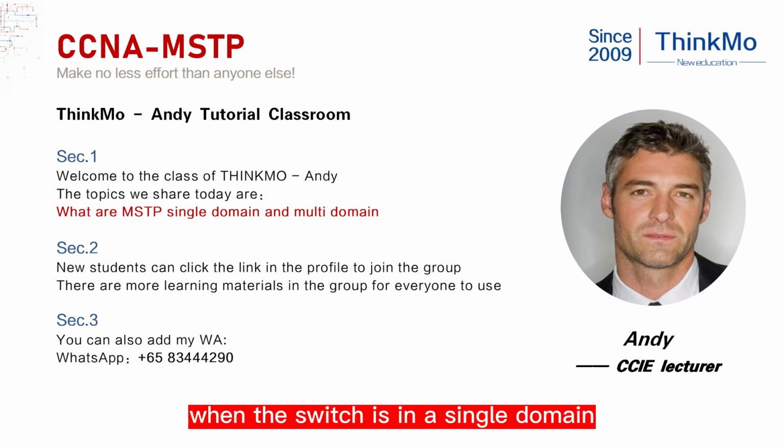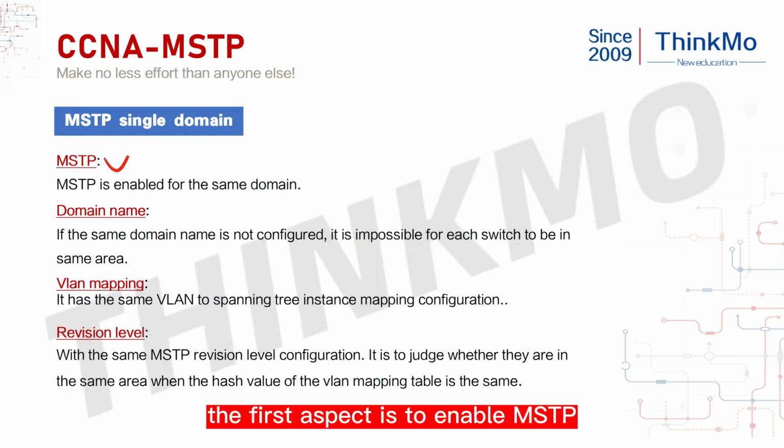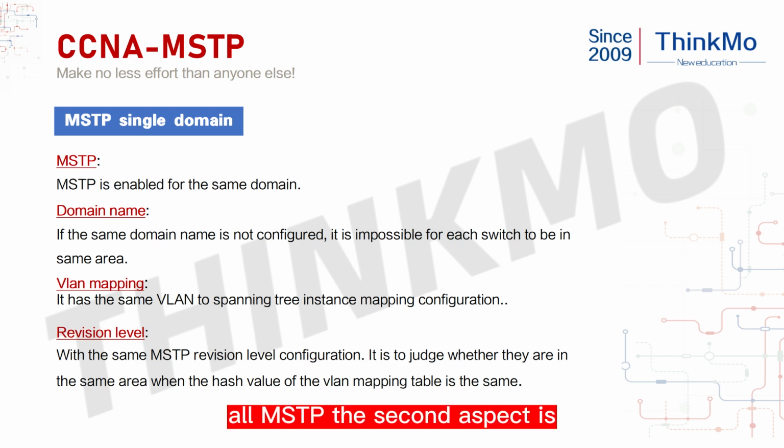When the switch is in a single domain, what are the requirements? I have roughly written 4. The first aspect is to enable MSTP, that is to say, open the MSTP function. For our switches, it's the spanning tree mode, all MSTP.